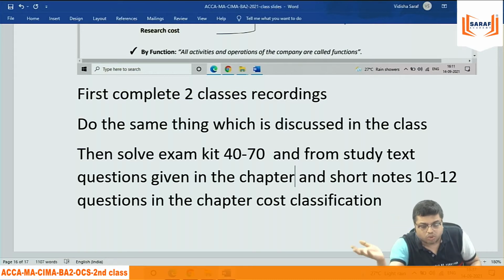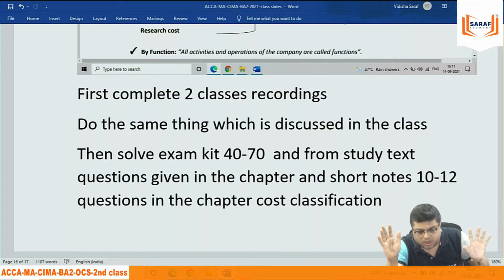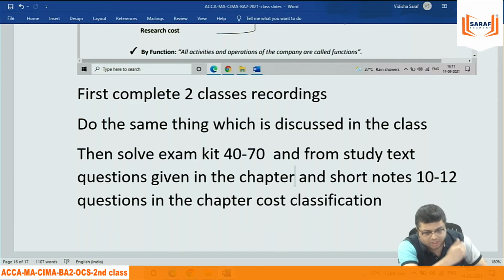And don't see the solution. First solve on your own, on a screen, in a Word file, whatever. After solving, then see back. All the answers are written in the book only. Once you see back, you will understand. If you don't understand, ask in the next class, your question, your doubts, there is no problem. But follow the process. If you start following the process, you will get it.